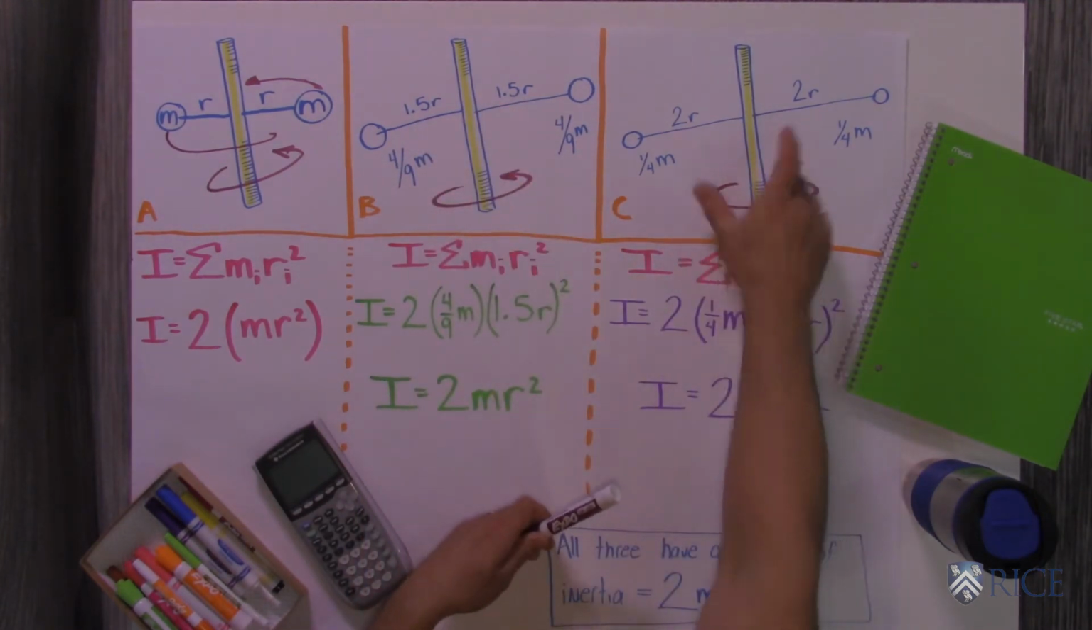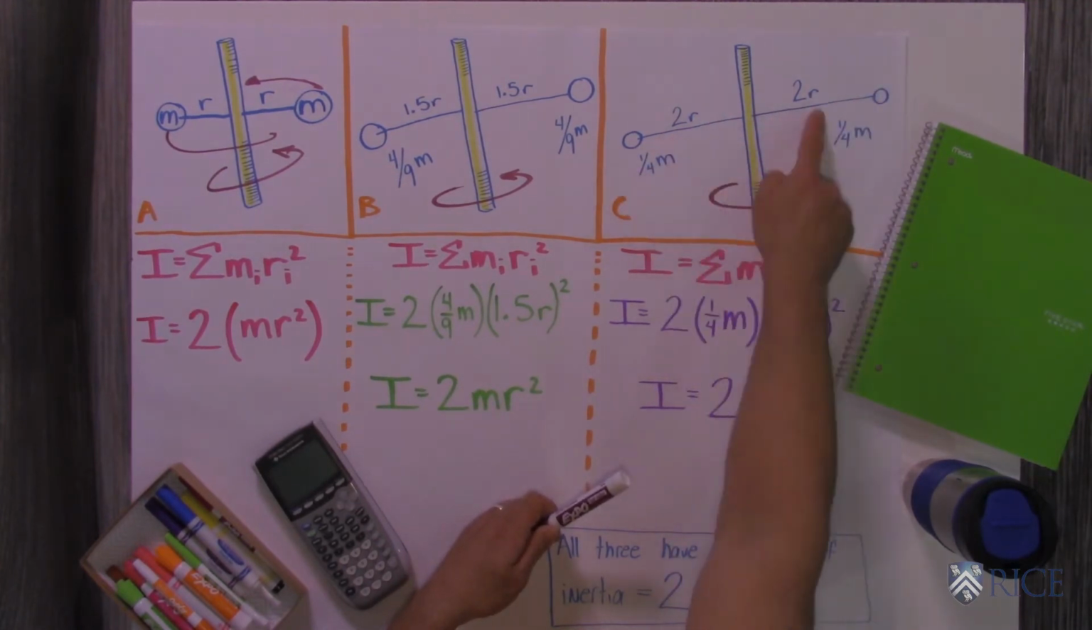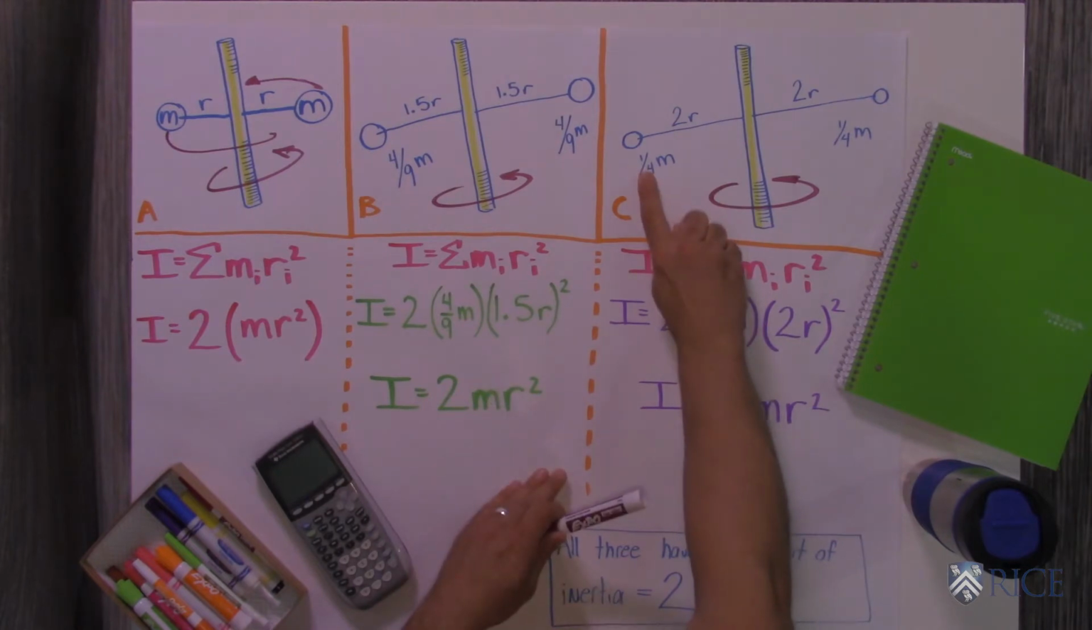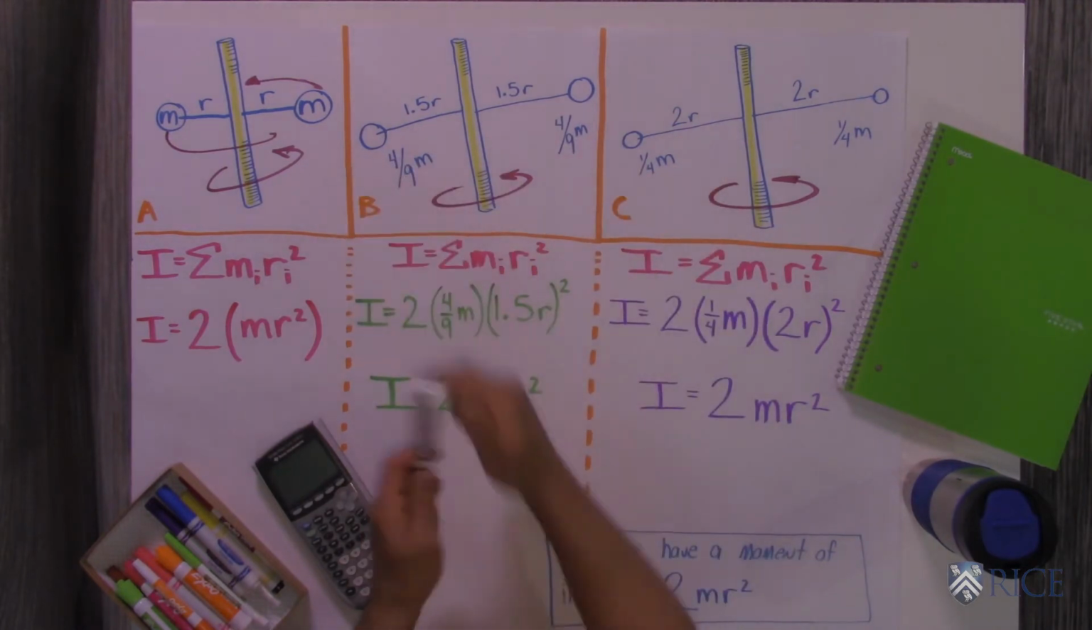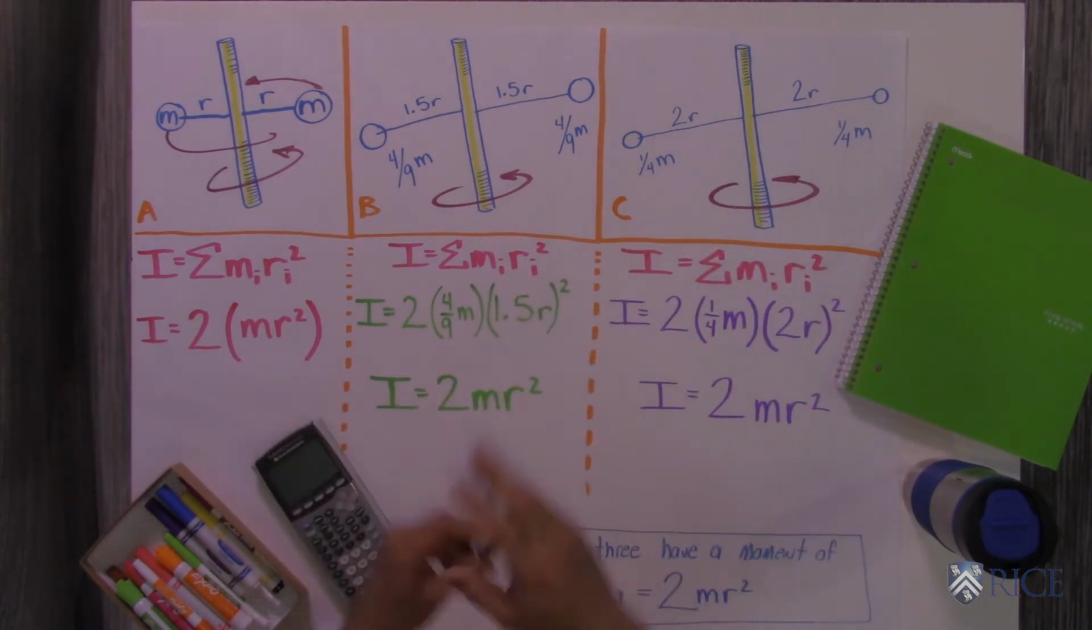Finally, we have a great big radius of 2r for each of our masses, but this time, although the radius is getting bigger, the mass is getting smaller. I have 1/4 of the mass that I did originally. So I wanted you to find the moment of inertia for all three and figure out which one's bigger.